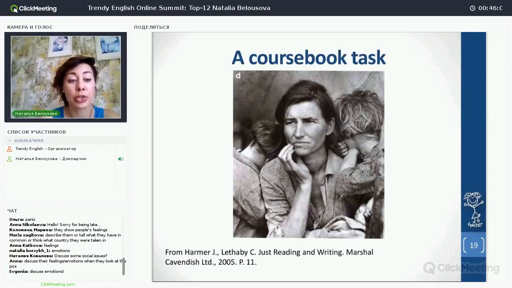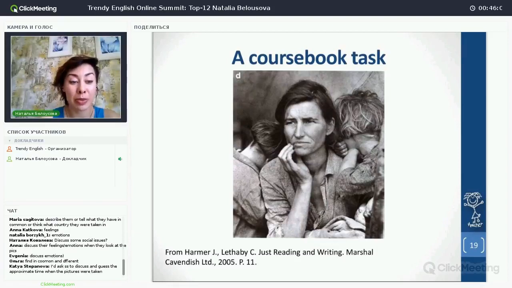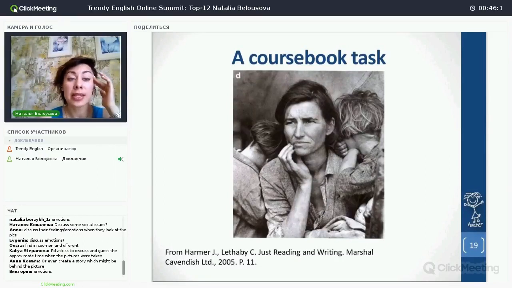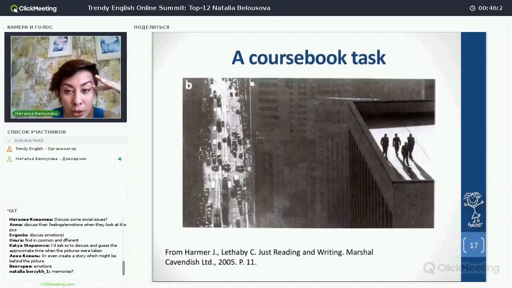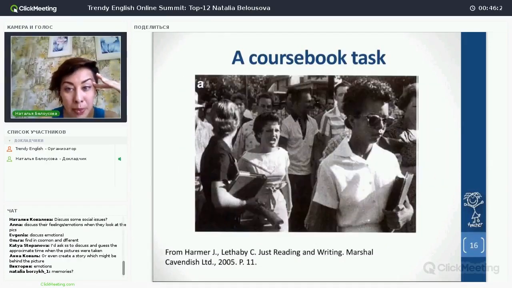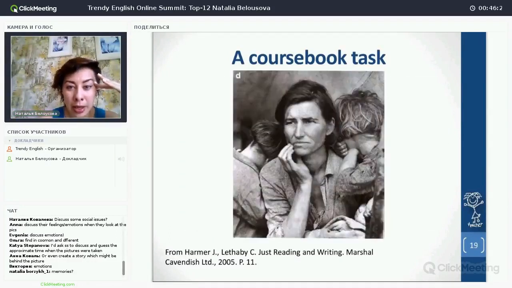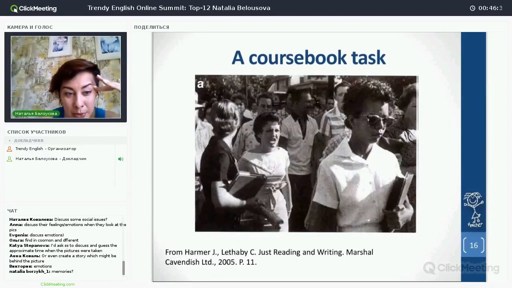Feelings, emotions. It's interesting that all of you are talking about emotions. To discuss and guess the approximate time. Very nice. Katya says that it would be nice to discuss the time or even create a story which might be behind the picture. Very nice. I mean, they do evoke a lot of feelings, don't they? Like if you look at them all, probably apart from this one, they show people's emotions. So you can really look at the faces and think what stories are behind them. I agree. Natalia also suggests maybe talk about memories. So this is very good, what you were saying.